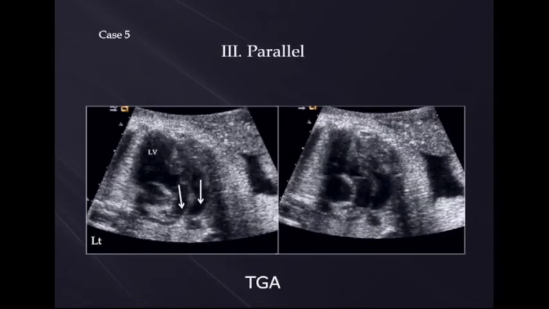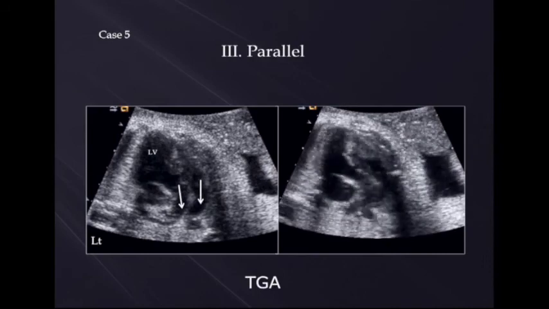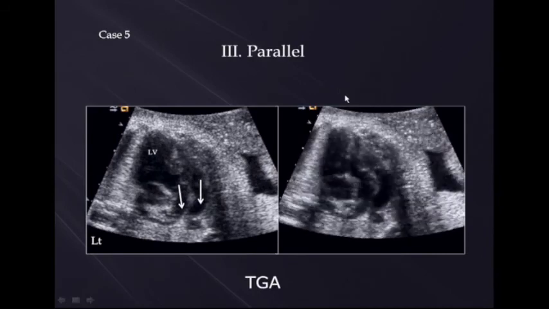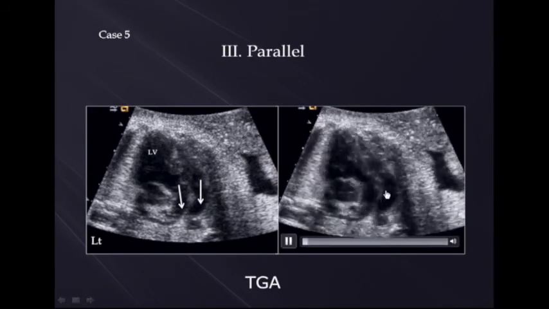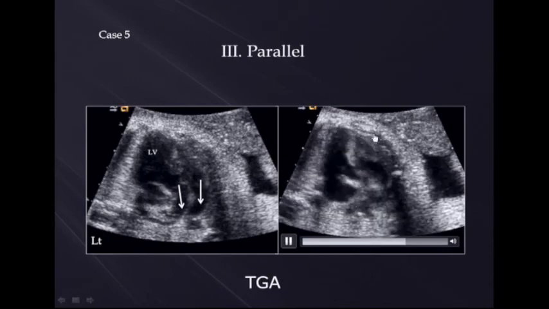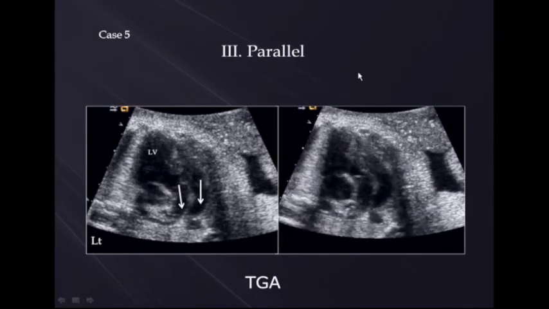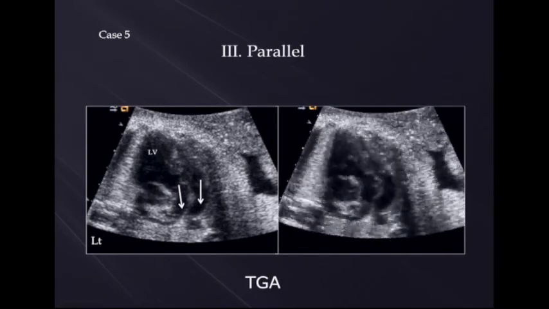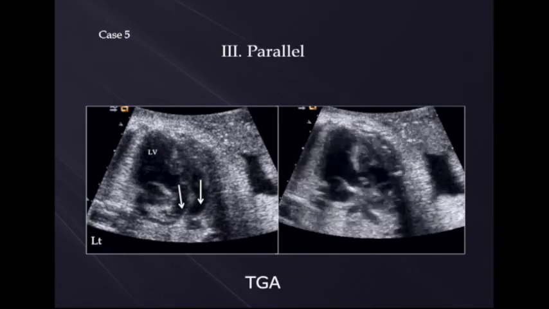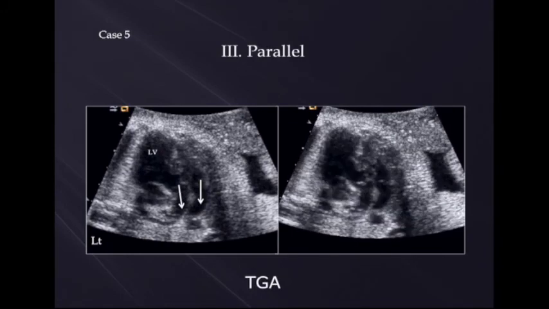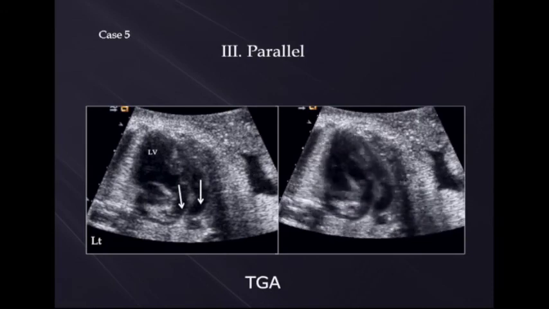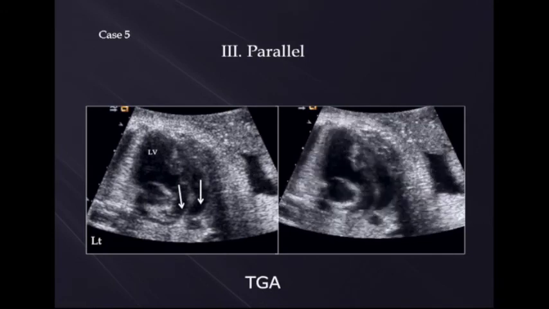Parallel. So again, TGA. So you end up here, and you can see transposition in this case, in which the two vessels are parallel. So the LV gives off the pulmonary artery, and the RV gives off the aorta. And you can see they're not crisscrossing, they're parallel, as we see in this example.